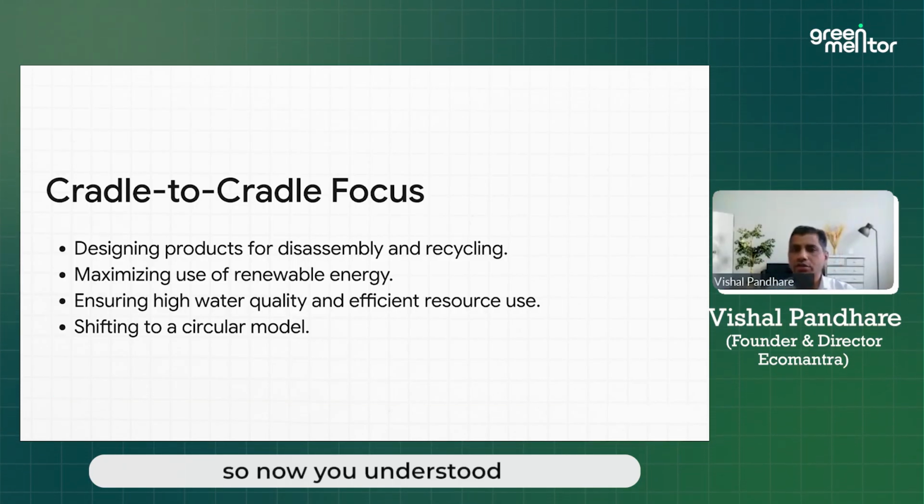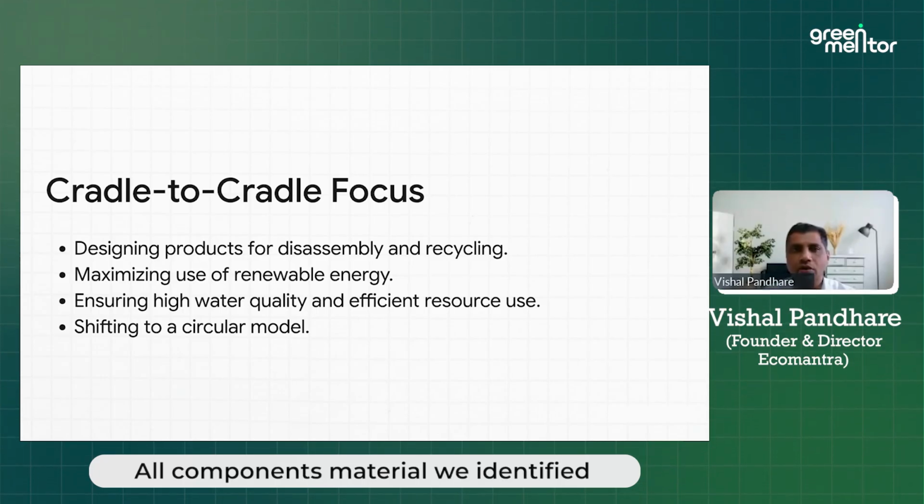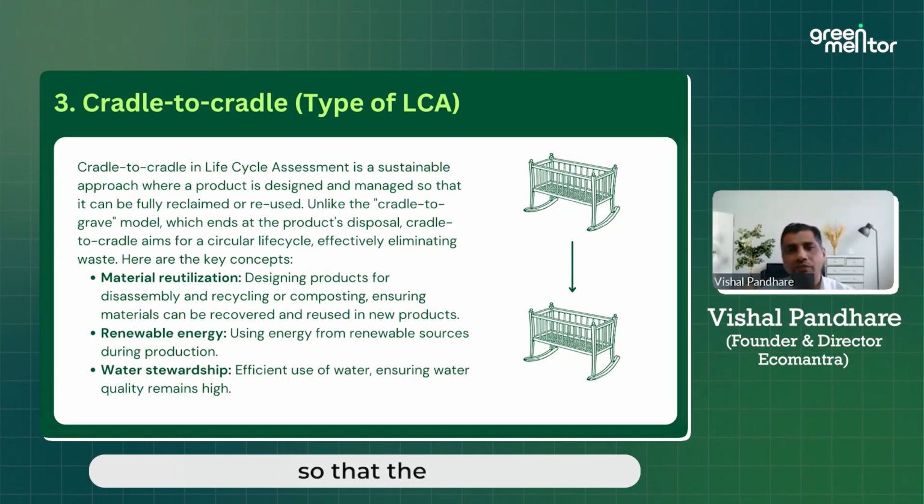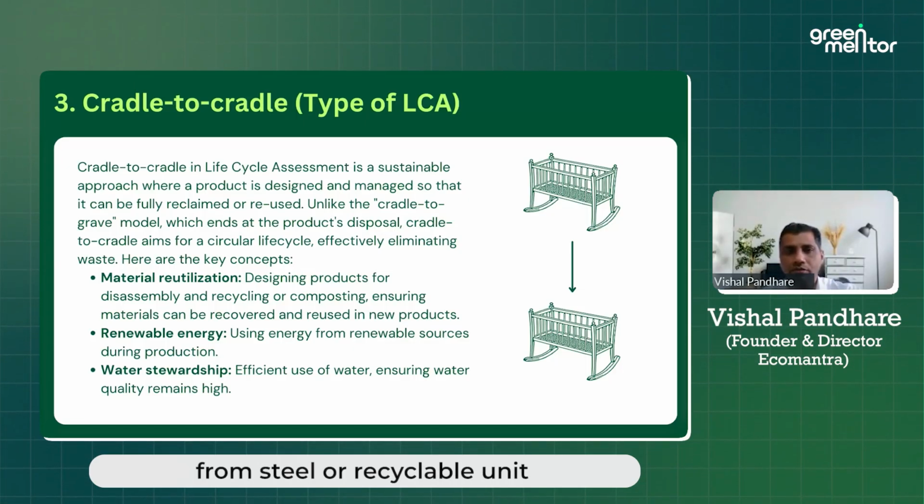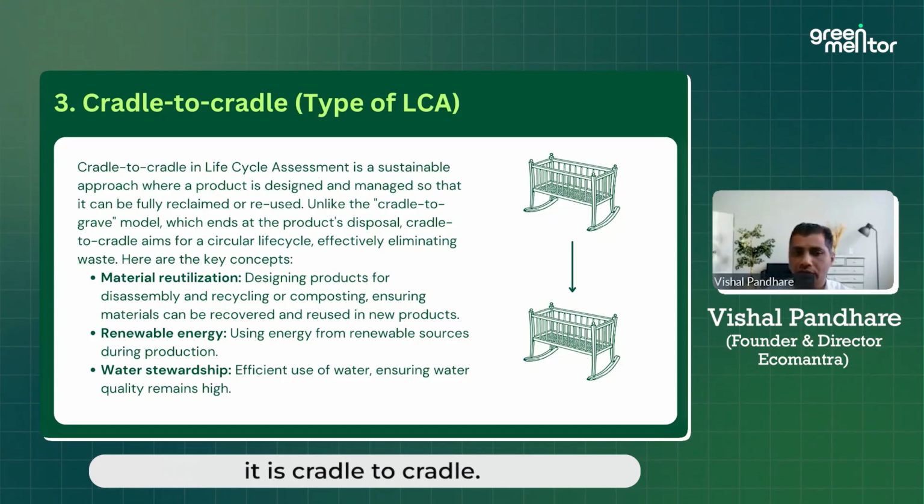Okay, so now you understood. If the finished product, like a shower head, went to end of life in the landfill, instead of going into landfill and incineration, all components and materials are identified and used in such a way that they can be recycled. That means the organization can make a policy or program so that they can collect from a recyclable unit and make their product again. Okay, so then we can say it is cradle to cradle, right?